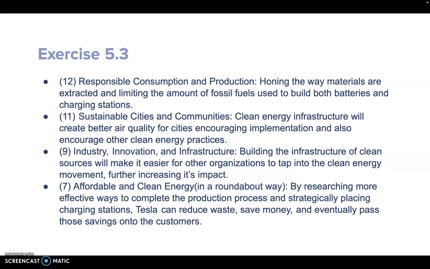fossil fuels. For the affordable and clean energy, by researching more effective ways to complete the production process and strategically placing charging stations, Tesla can reduce waste, save money, and eventually pass those savings on to the customers.